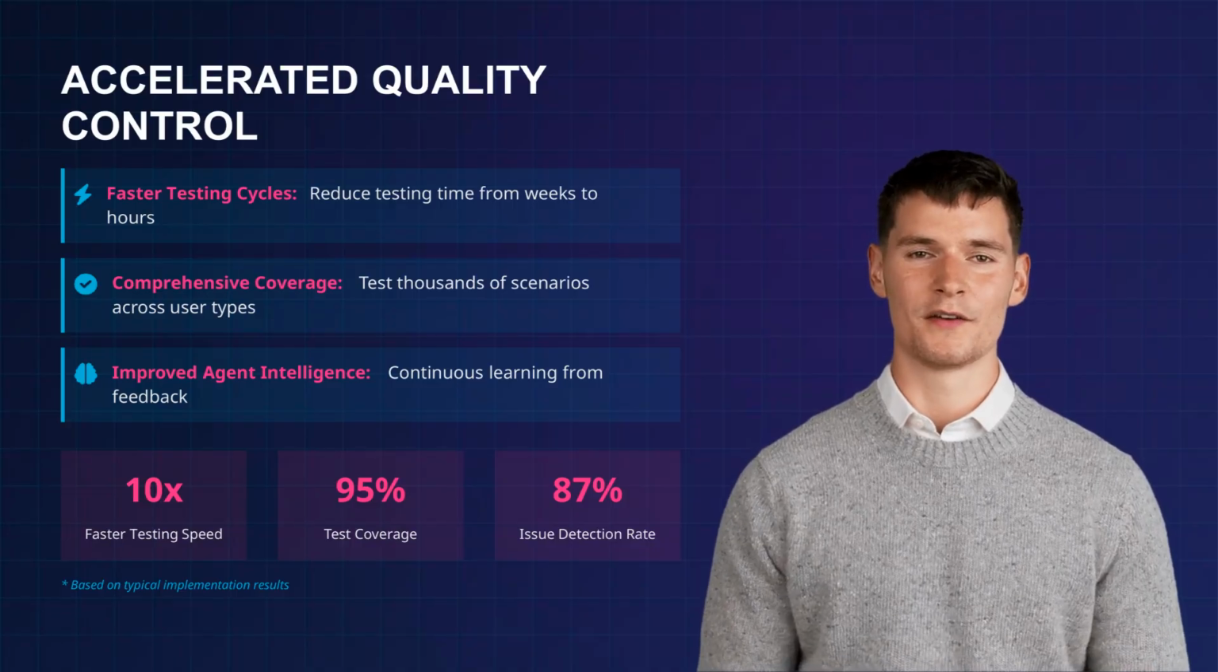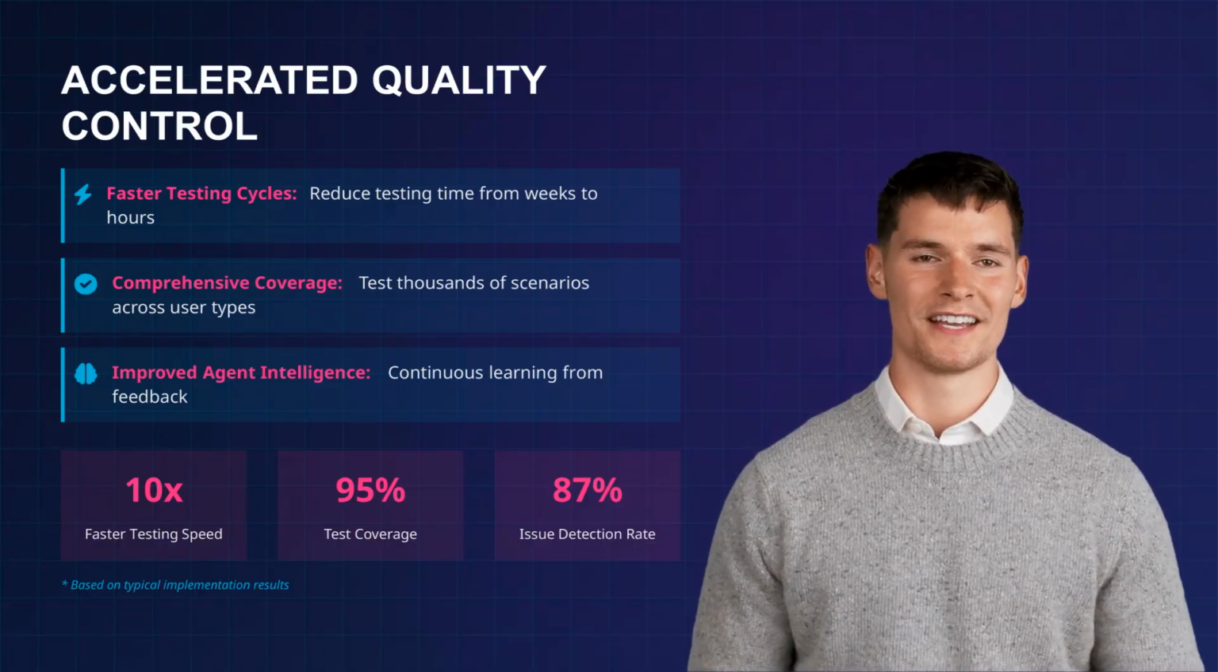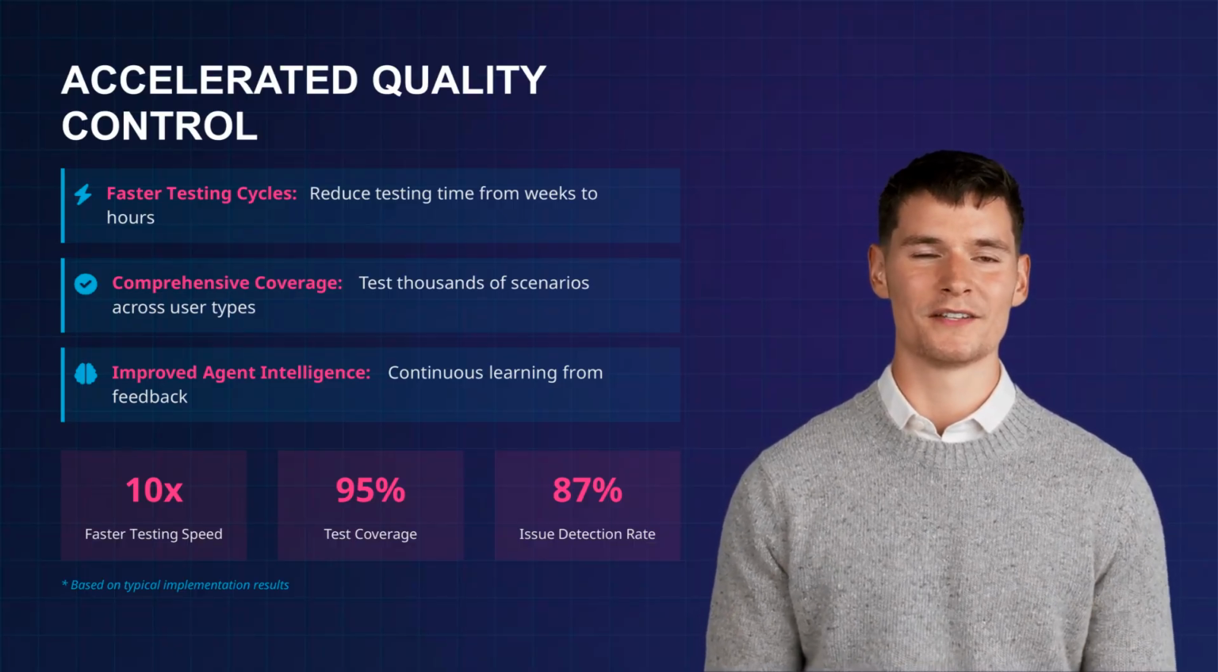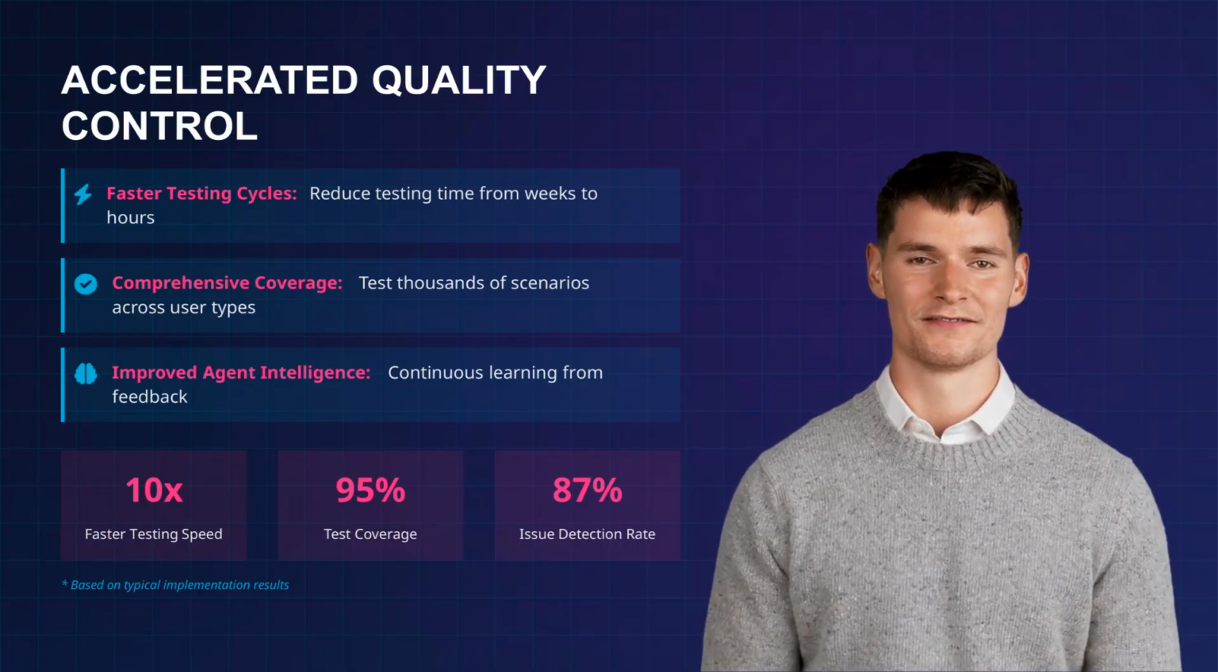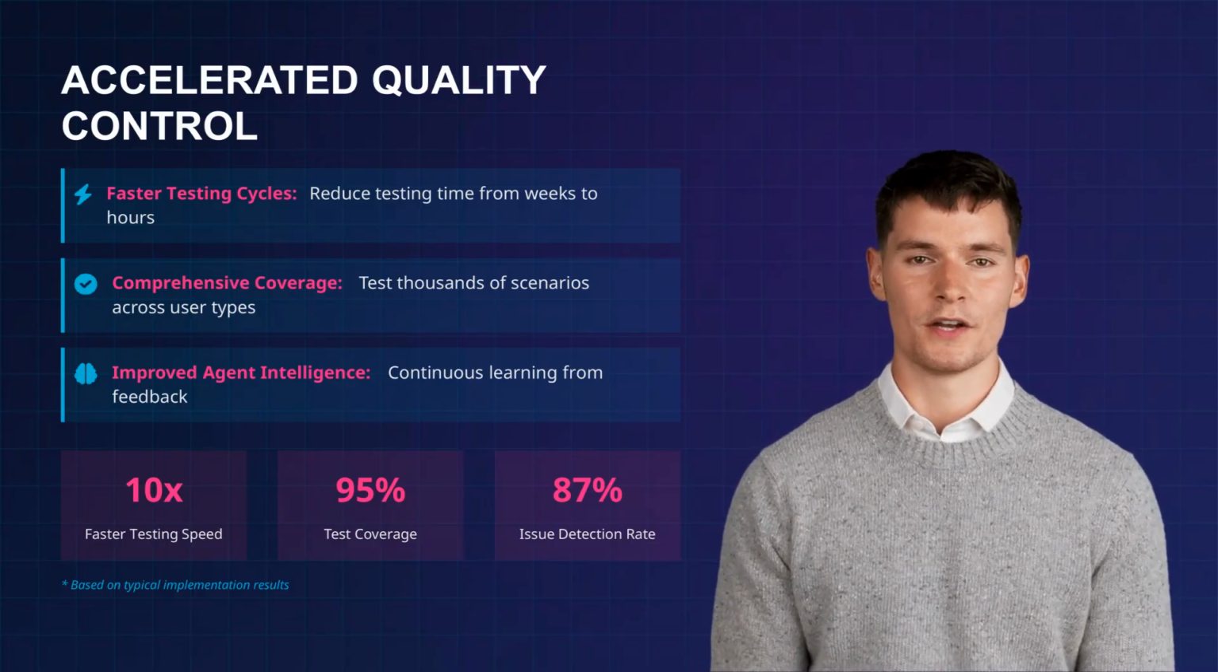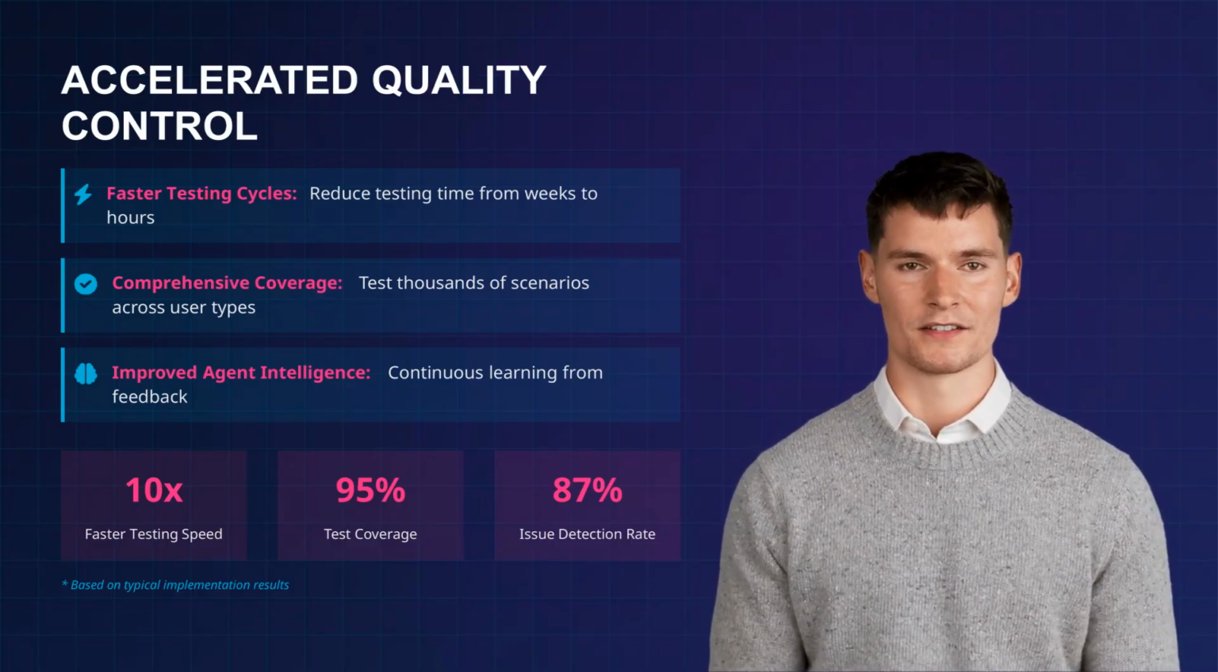Beyond the numbers, the real value is confidence, knowing your AI has been tested across thousands of variations, that blind spots have been addressed, and that performance will be more consistent in production. With automated simulation, you're not guessing about your AI's readiness. You're proving it.